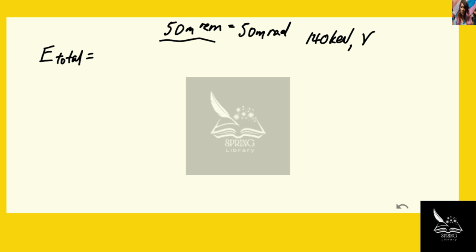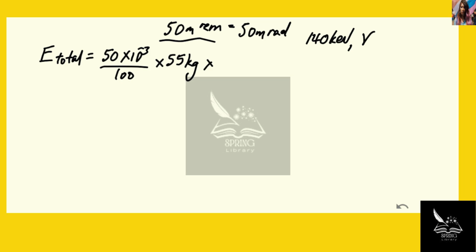Alright. And we know that one rad is equal to, 100 rad is equal to 1 joule per kg. So what we have to do is divide that by 100 to give us in terms of joules per kg. Then we multiply this by the mass of our patient, which is 55 kilograms.